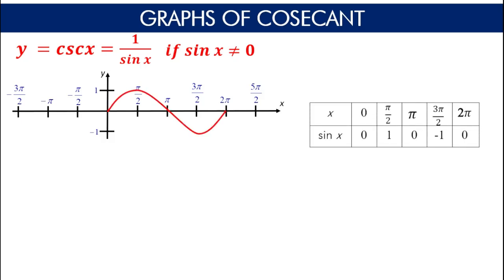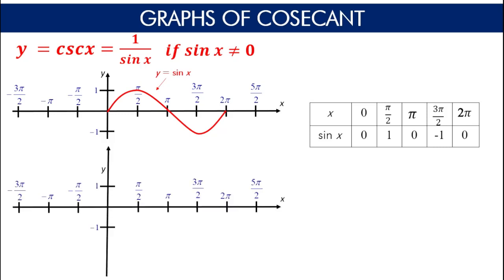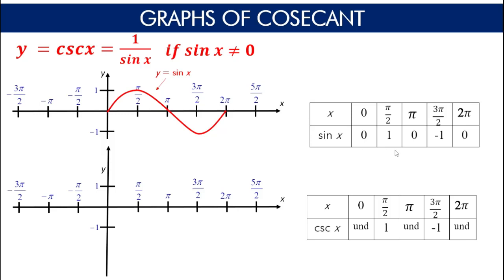And then for us to identify the cosecant graph, all we need to do is to take the reciprocal of all its values. So if we take the reciprocal, here's what will happen. That 0 will be undefined, and then 1 is still 1. 0 again is undefined, and negative 1 will still be negative 1. And then 0 again is undefined. So if the value is 1 for the sine, it is the same for the cosecant. If it is negative 1, it's the same for the cosecant also.